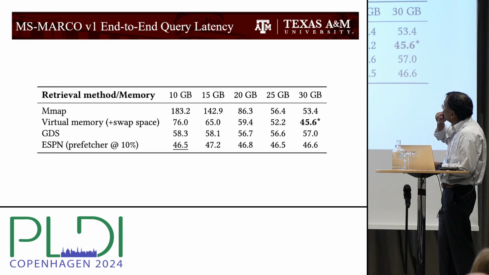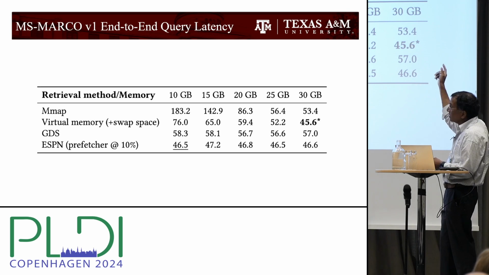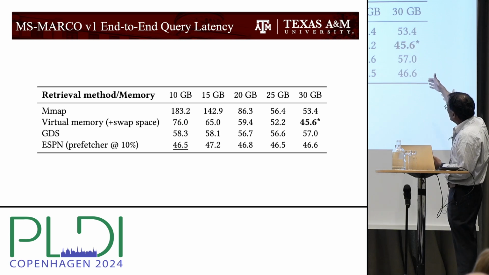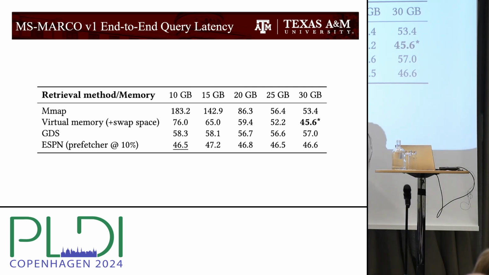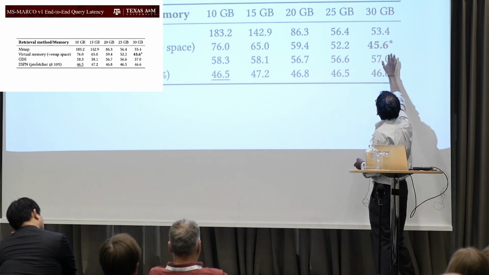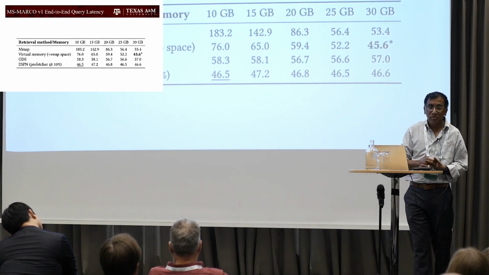As you see here, this is for the set 1. We vary on the x-axis on the table 10 gigabytes, 15 gigabytes, 20 gigabytes, and so on, the amount of memory that's available. With 30 gigabytes, everything fits in memory. So nearly they're all about the same. But as you reduce it here, ESPN maintains what is basically the best possible thing at the bottom, even with different amounts of memory that's available.